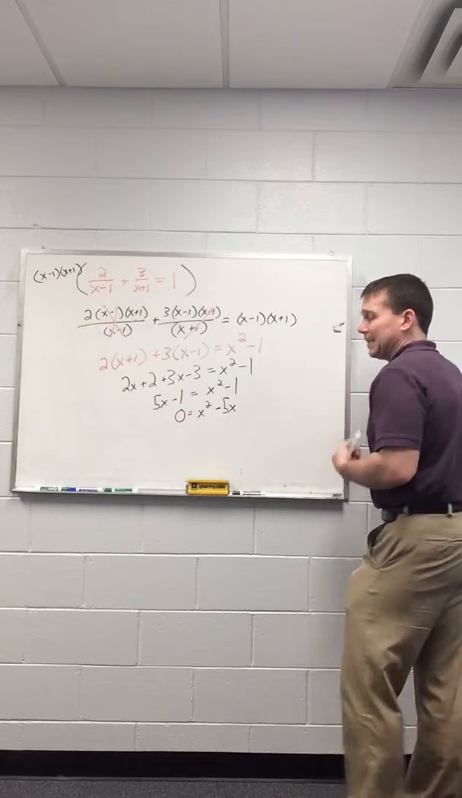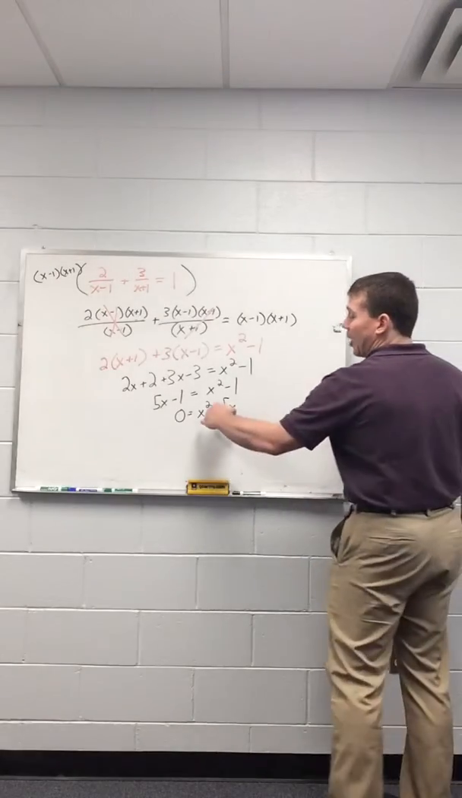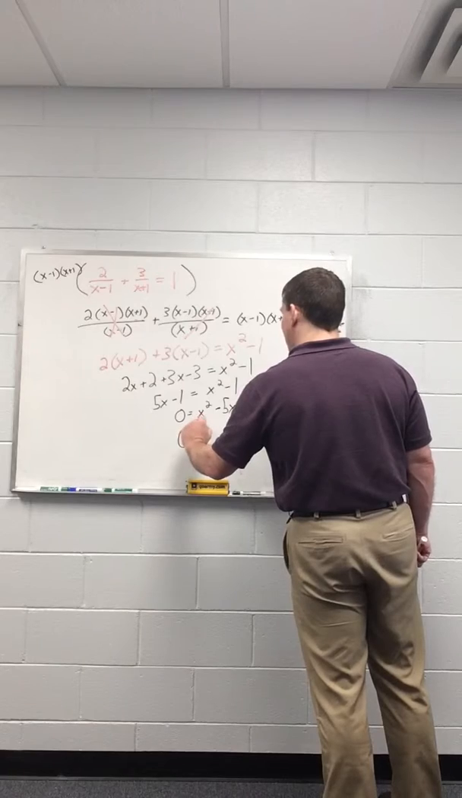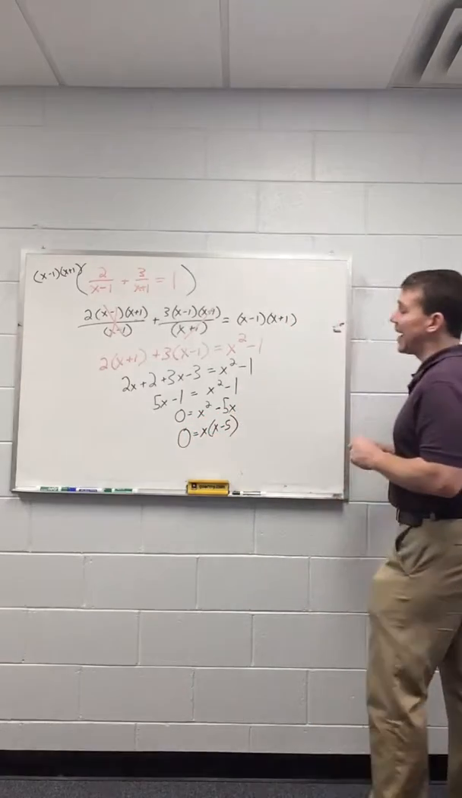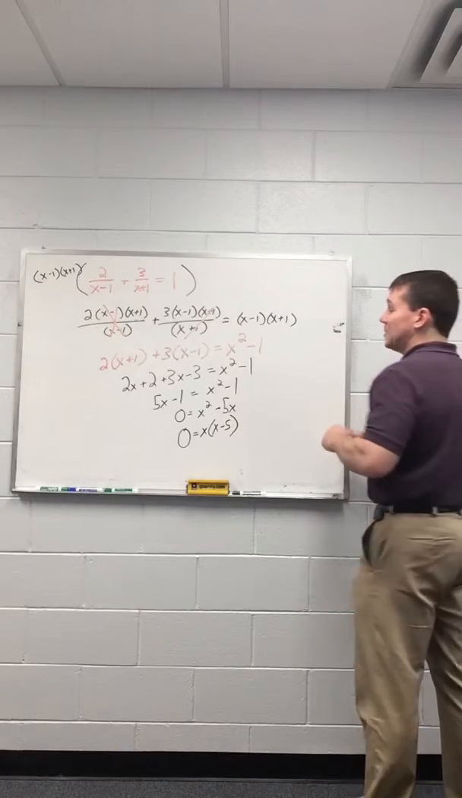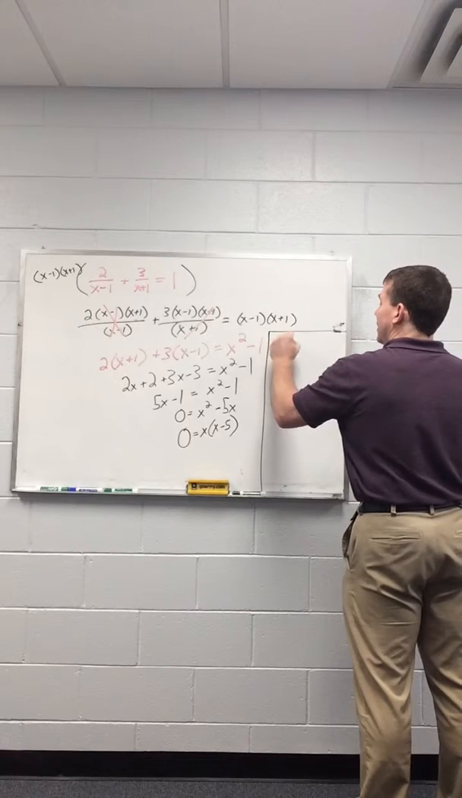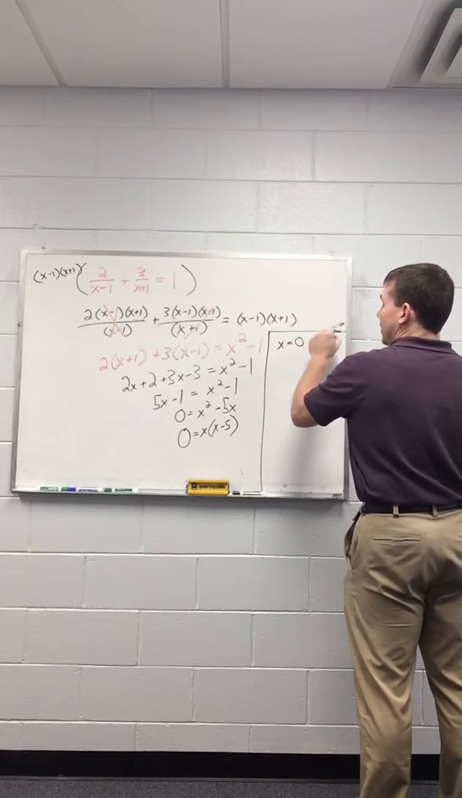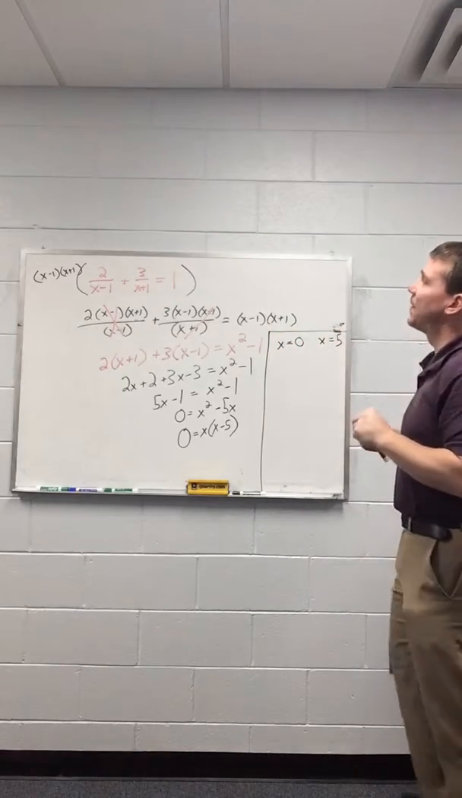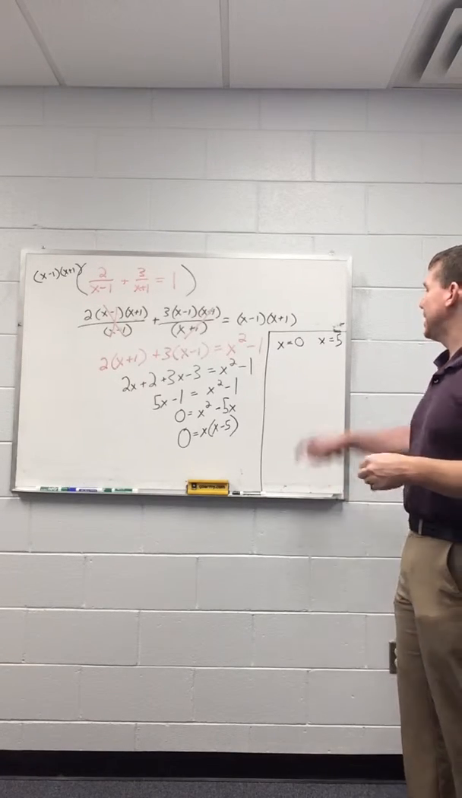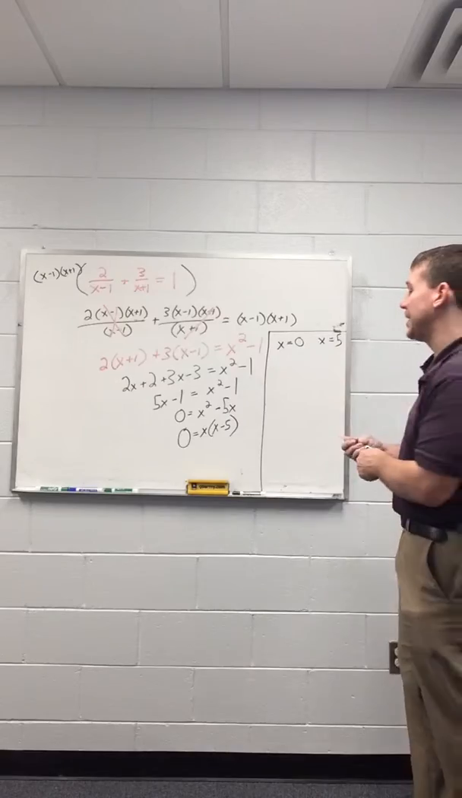I want to solve that. In this case, there's a common x. If I factor that out, I get 0 equals x times x minus 5, which then gives me my solutions. X equals 0 or x equals 5. And now, again, in this case, you'd have to check to see if those are extraneous.